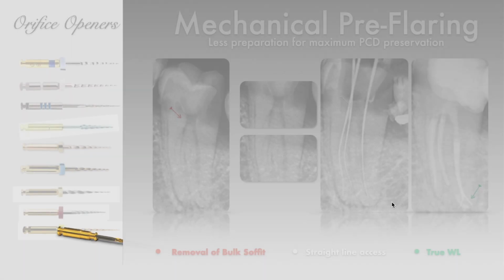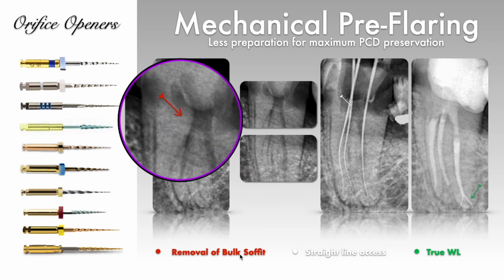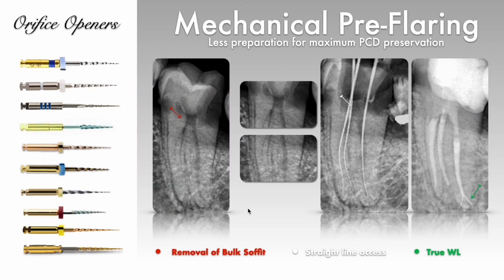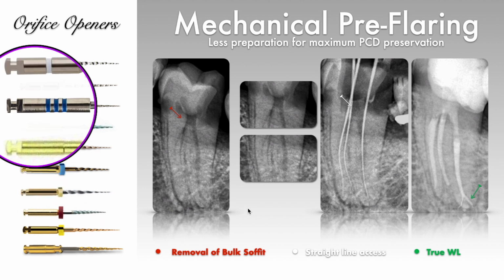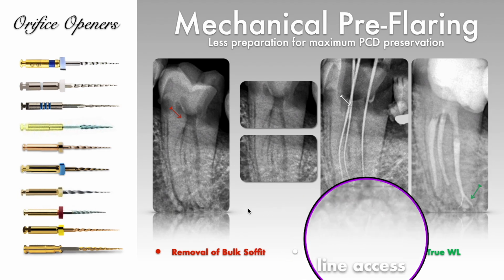What about this case? In this case, I was having trouble entering the canal, which had a dentin bridge or ledge. We have many ranges of orifice openers and pre-enlargement files, or mechanical pre-flaring files. I was able to enter the file inside the canal. I got a straight line axis, as you can see, and also I got a true working length. What I want to say is that we are only allowed to use the pre-flaring files or the orifice opener files in the coronal direction, not in the apical direction, because this will violate the pericervical dentin of the tooth.